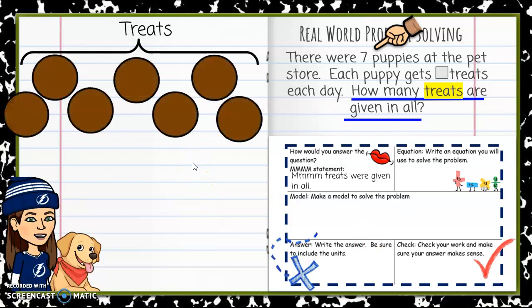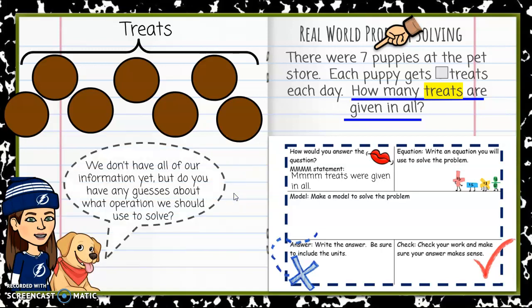Okay, now I have my 7 puppies. Right now is a really great place to ask students. We don't have all of our information yet, but do you have any guesses about what operation we should use to solve? See what students say here. Guide their critical thinking as well as reinforce how we see that there are groups here and whether or not they're going to have an equal number in each.